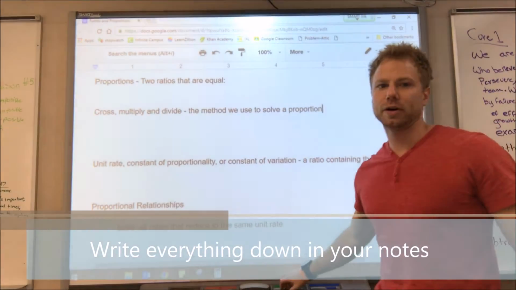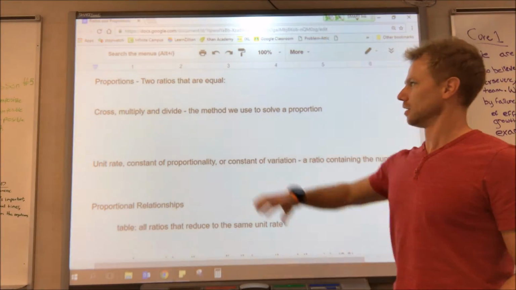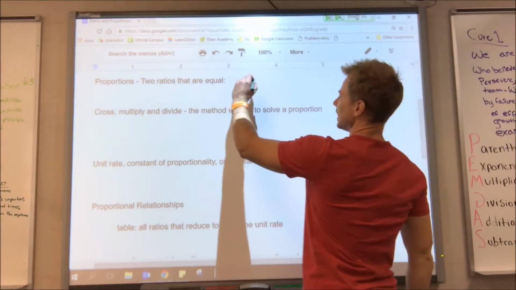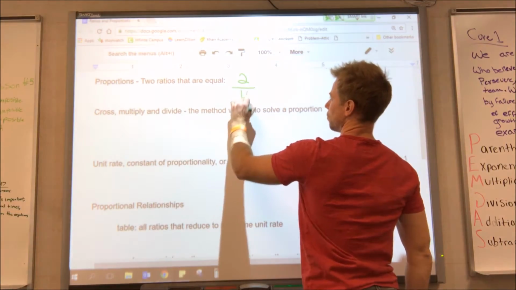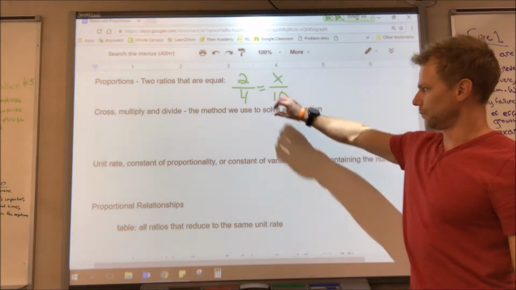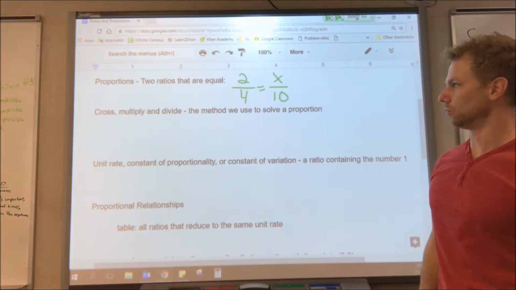All right, we are talking about ratios and proportions, and just a little review of what a proportion is. It's two ratios that are equal. So I could have something like 2 over 4 equals x over 10. That is a proportion. Those two ratios are equal.